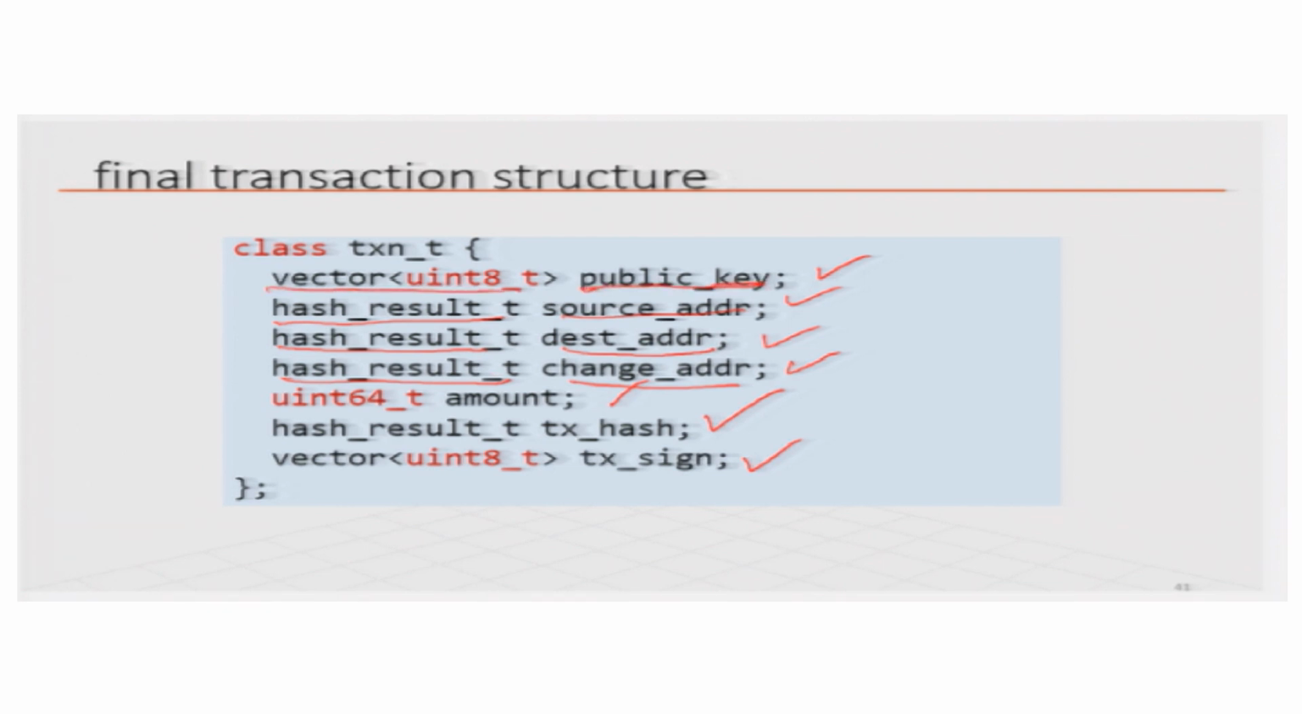So, you have to use the public key as a vector, and then at the end you will add another vector of the signature of the transaction. See, it is a sequence of bytes, right, because it is an 8-bit unsigned integer, so they are basically bytes. So, you represent the public key as a sequence of bytes. Similarly, you represent the signature also as a sequence of bytes.